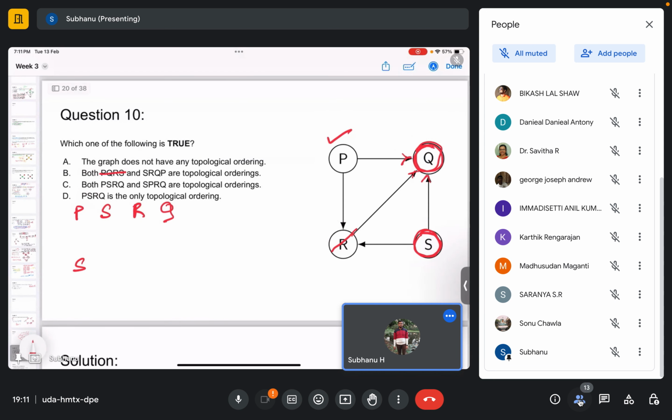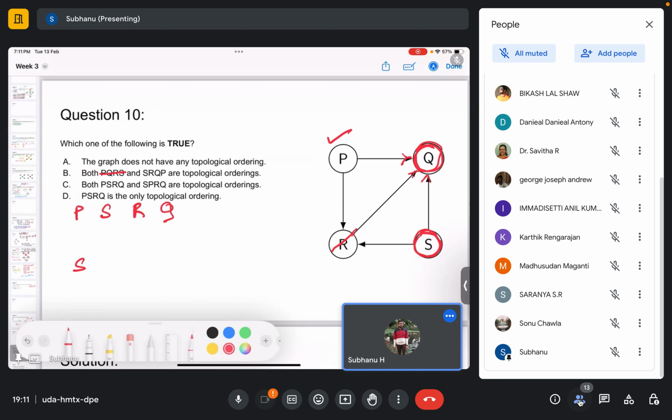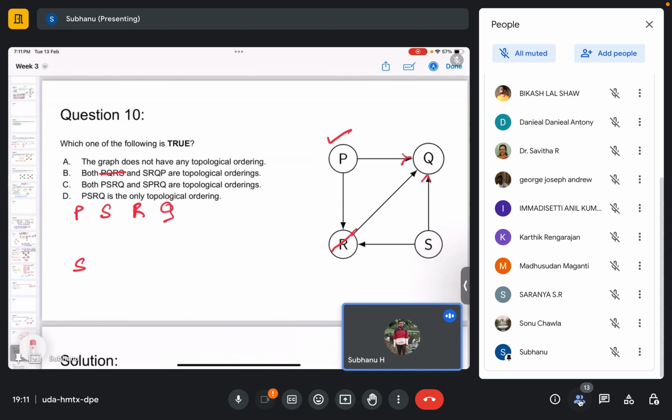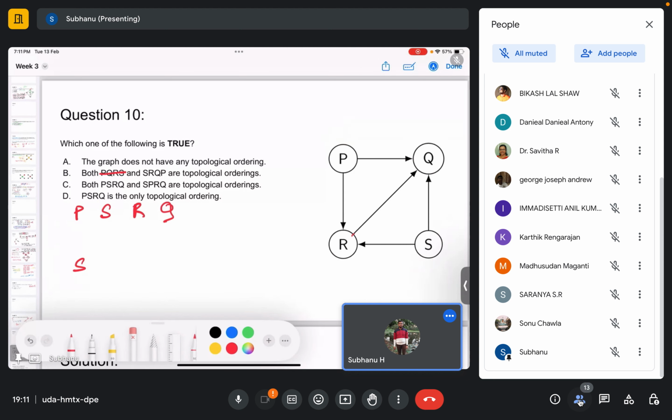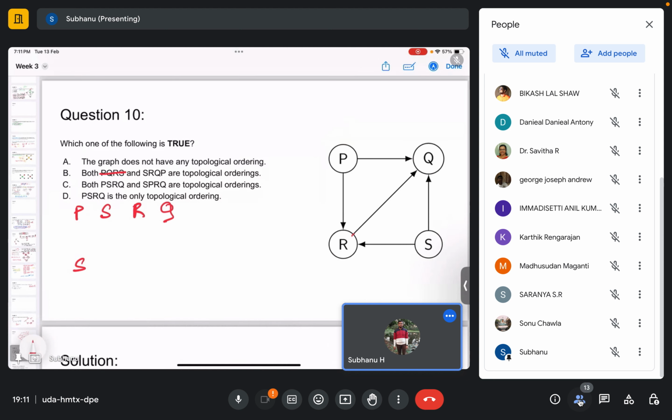Got it? So if you are starting from S, what will be the possible order? If you start from S, you may go to R, or you may go to Q. So maybe our option is S, P, R, Q.